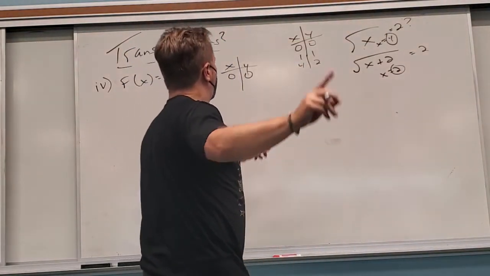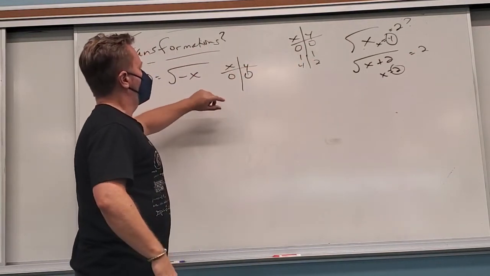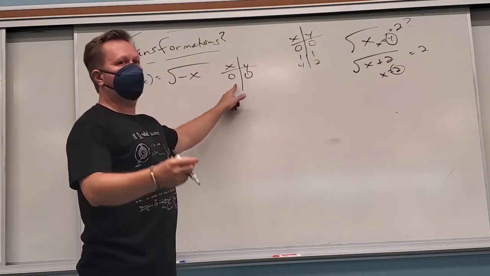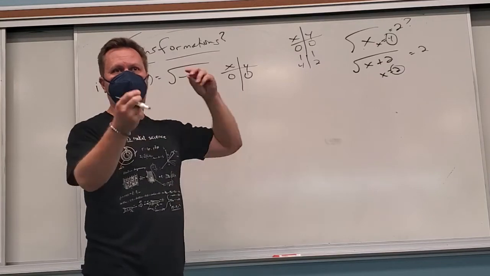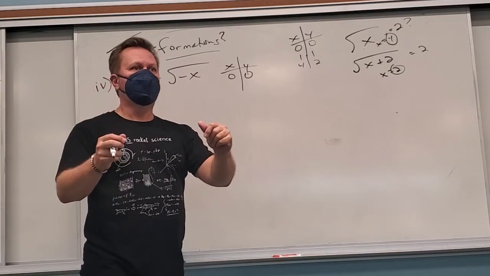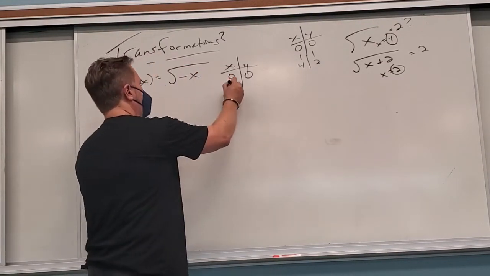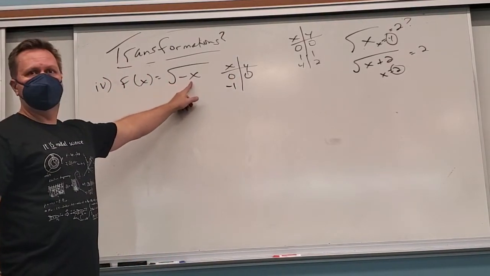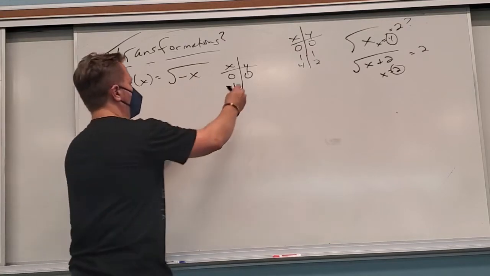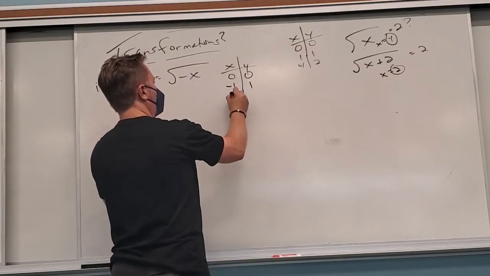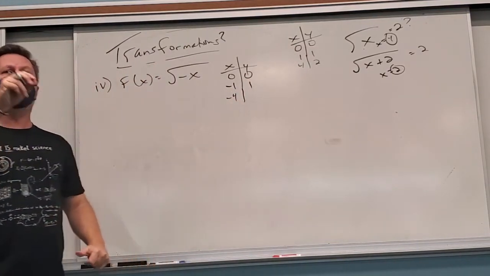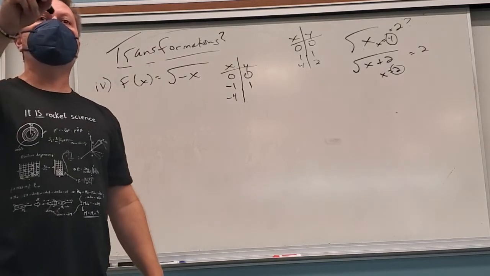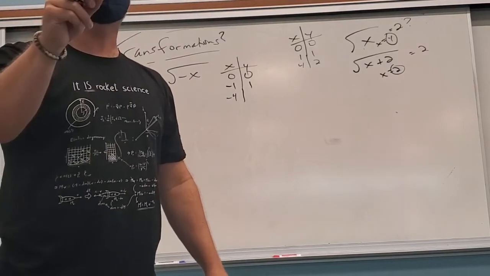I can't put a 1 in. Is that cool? Because we're talking about real outputs. But I can put a -1 in. Yes, because when I put a -1 in, what do I get? 1. I get a 1 output. What about -4? So all the inputs are now the negative of what they used to be.